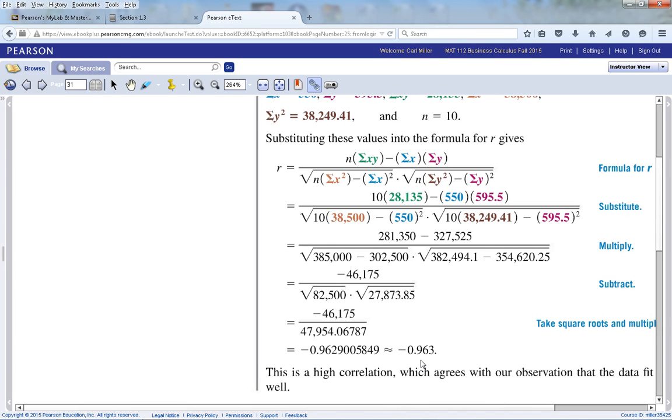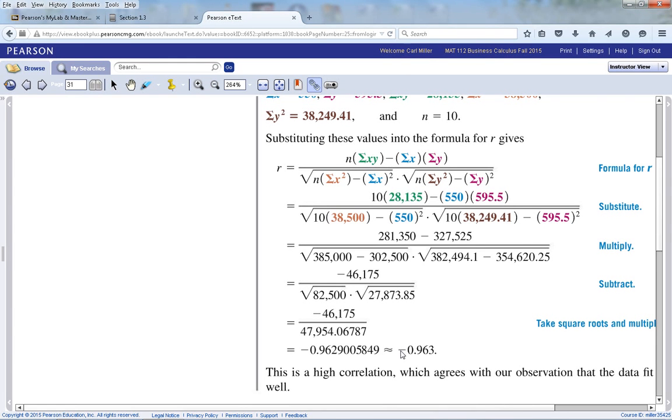Because the number part is close to 1, 0.963 is only 0.037 away from 1. Okay, so it's just the number part. That tells me that the points are very close to a straight line. Okay, they're not exactly a straight line because I would have to have 1 for the correlation coefficient for the points to be collinear, or to fall exactly on a straight line. But they're very close. The negative tells me there's a decreasing trend.